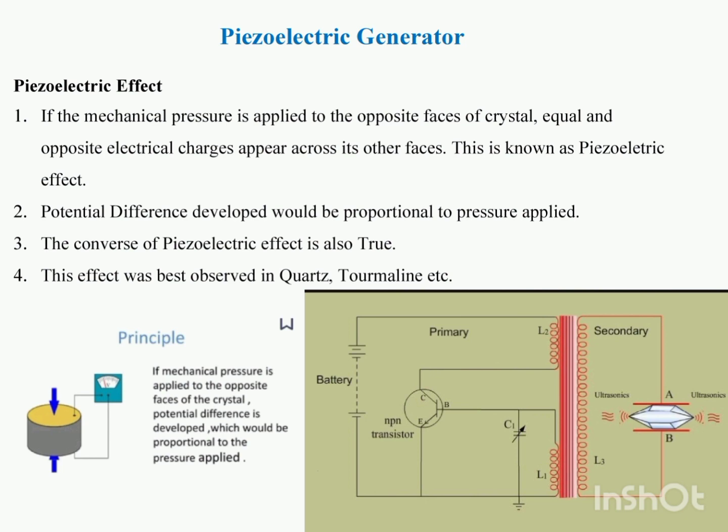The principle of this generator is the inverse piezoelectric effect. When an alternating potential is applied to one pair of opposite faces of crystals like quartz, cut with their faces perpendicular to the optical axis, corresponding changes in the dimension of the other pair of faces of the crystal are produced. That is, alternate mechanical contractions and expansions are produced. This is known as the inverse piezoelectric effect or electrostriction.